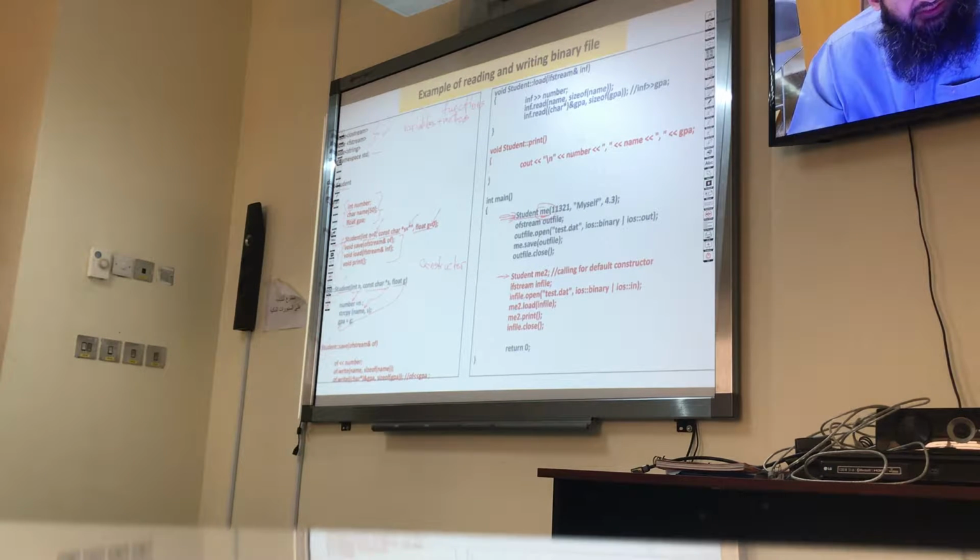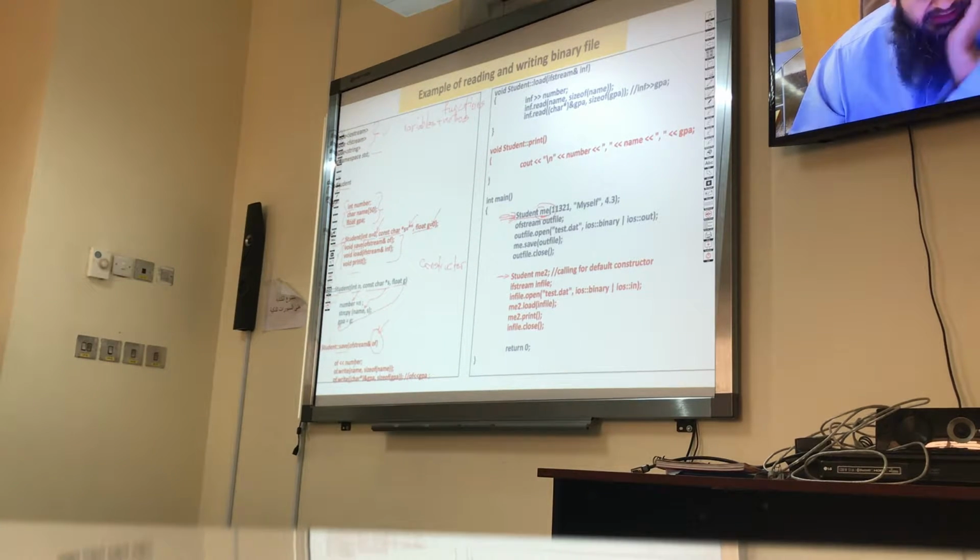Now I have three methods. There is a method for save, for load, and for print. Let's look at save. What save requires as input is a pointer to the file stream, an output file stream, because it's going to write a file. And then it takes whatever values the variables have for that object right now and writes them to the file.